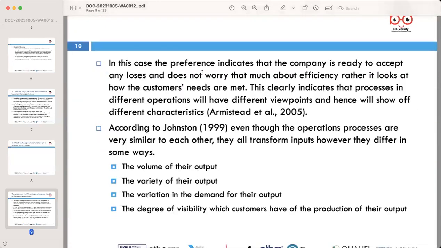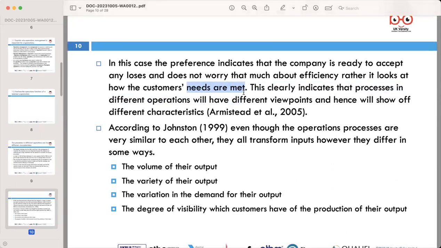In this case, the preference indicates that the company is ready to accept some losses and does not worry that much about efficiency. Rather, it looks at how the customer's needs are met. So this clearly indicates that different operations will have different viewpoints and hence will show different characteristics. According to Johnston, even though operation processes are very similar to each other, in that they all transform inputs, they differ in some ways.